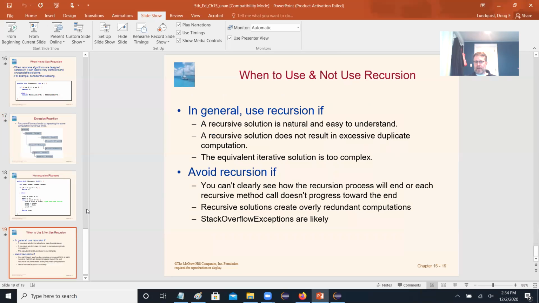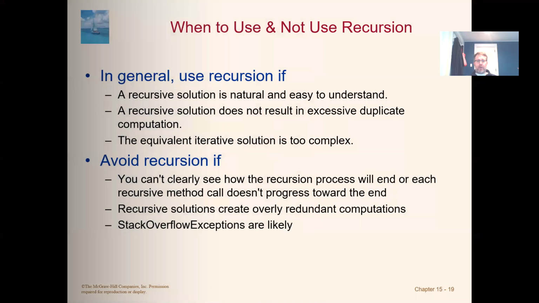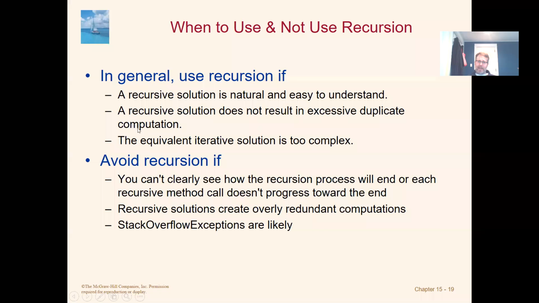That brings us to this. This is our closing slide. General rules. Recursion is good if, number one, the solution is natural and easy to understand, right? The case of file directory display, that's a great one. You can look at it and say, yeah, this makes sense. Number two, it doesn't result in excessive duplicate computation, right? So Fibonacci, even though you can look at it and understand it, does involve a lot of duplicate computation. It's going to get kind of slow.